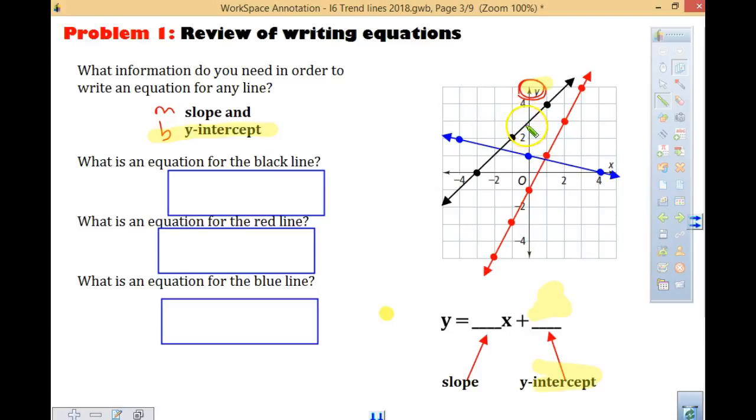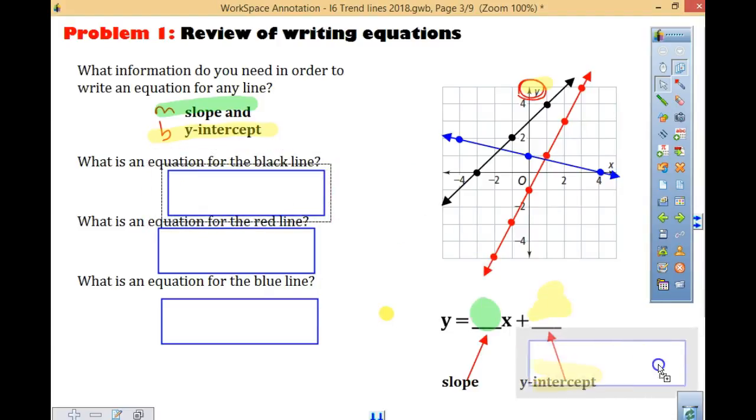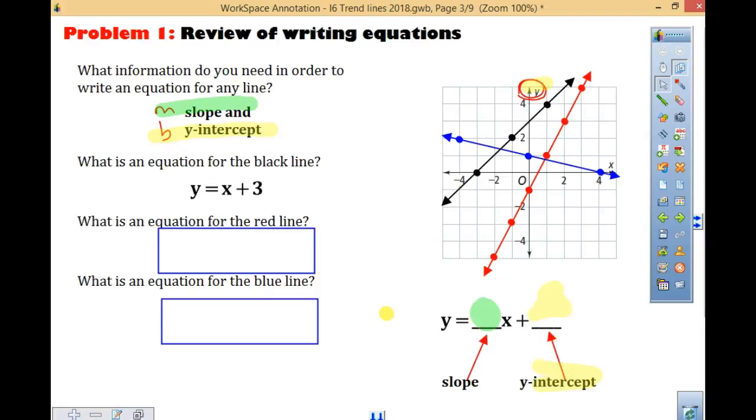Y-intercept of the black line is where? 3. So right now I know the last number in this first one for the black line has to be 3. What do I know my slope is? My movement. Pick 2 of the black points. 2 over 2, which is the same as 1. So my equation? Y equals x plus 3. And if you put a 1x, I'm never going to mark that wrong.